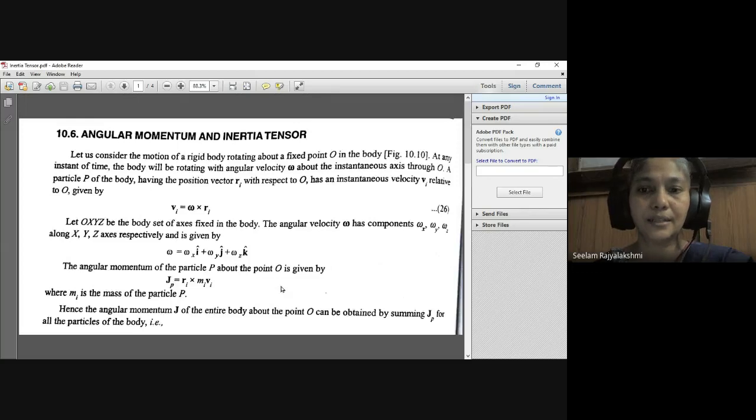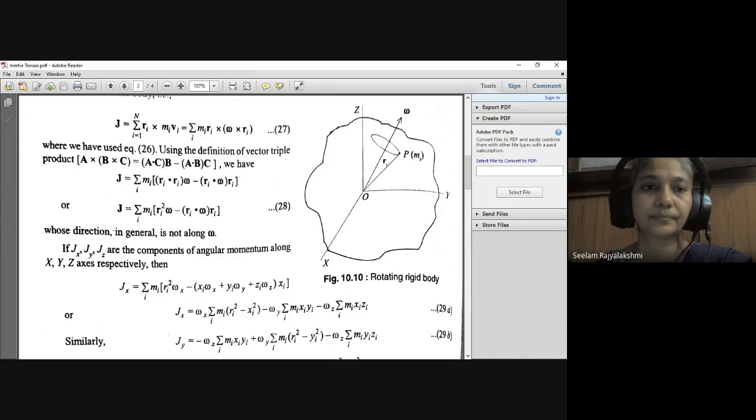the equation 26, Vi equals omega cross Ri, and here J equals sigma i mi, Ri dot Ri into omega minus Ri dot omega into Ri. That means we are using the vector triple product, A cross B cross C equals A dot C B minus A dot B C. Here A is nothing but mi Ri, B is omega and C is Ri. So by using this vector triple product, we will write it like this.